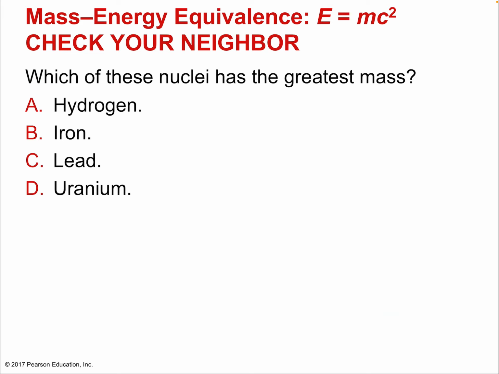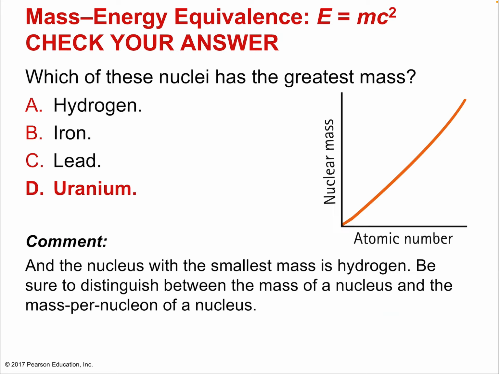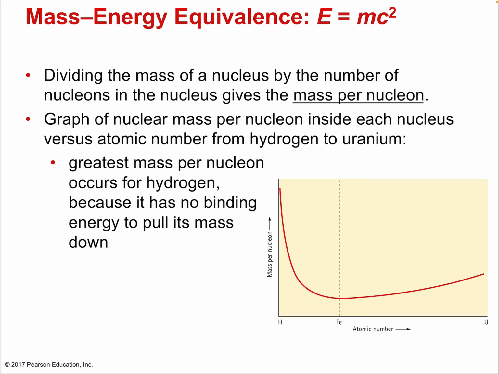So which of these nuclei has the greatest mass? Which of these nuclei, hydrogen, iron, lead, or uranium? Well, it's got to be uranium, because there's a ton of nucleons there, and there's an excess of neutrons, so definitely way more massive. But what's interesting is, if we divide the mass of the nucleus by the number of nucleons, the total number of neutrons and protons, then we get the mass per nucleon. And the mass per nucleon behaves very differently than the previous graph. This is the graph of the nuclear mass per nucleon inside each nucleus versus atomic number from hydrogen to uranium.